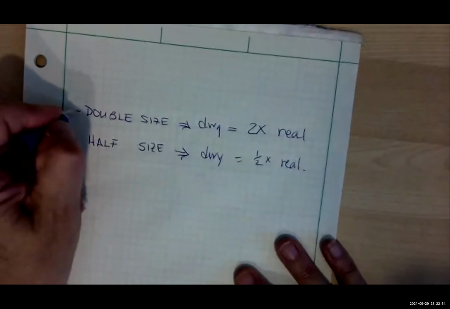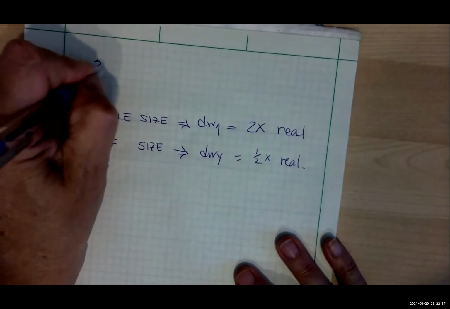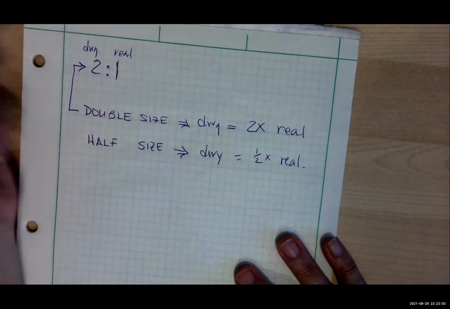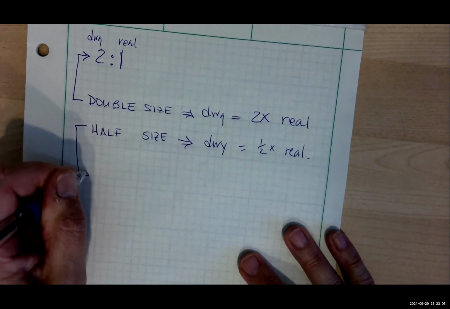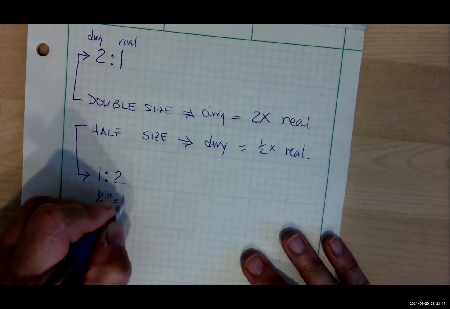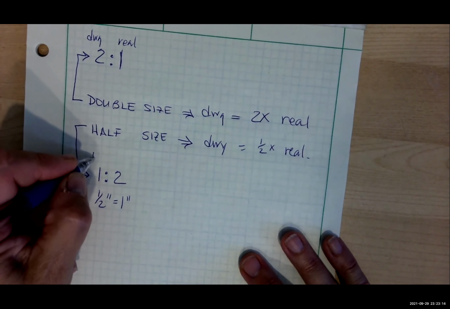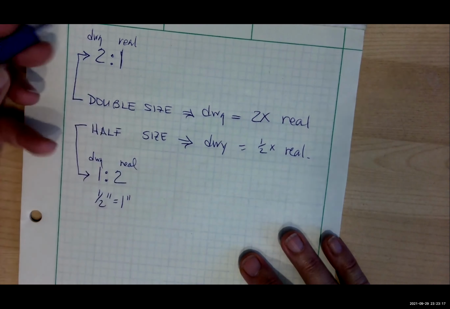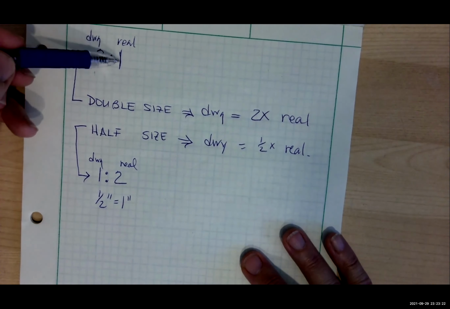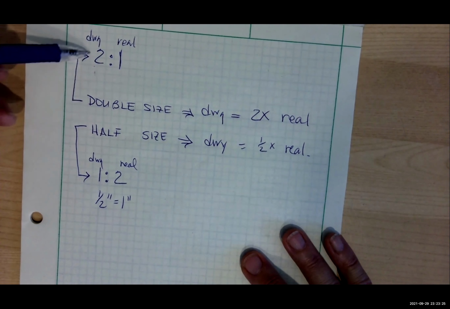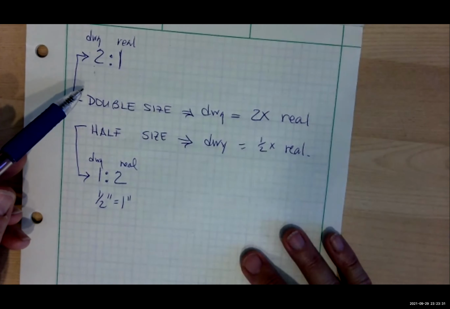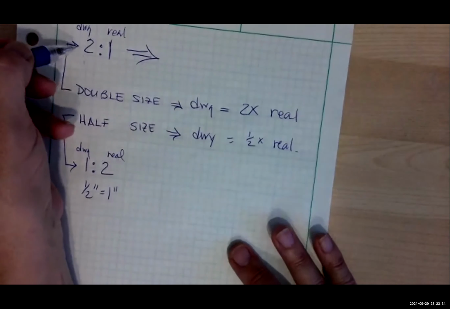So double size is 2 to 1, because the left side talks about the drawing and the right side is the real. And half size would be 1 to 2, or 1/2 inch is equal to 1 inch. So the left side represents what the drawing is, and this is the real. So if the real is 1 inch, the drawing is 2 inches, you know it's double size. So for that double size, you would use the 50 scale, and for the half, you would use the 20 scale? Correct.